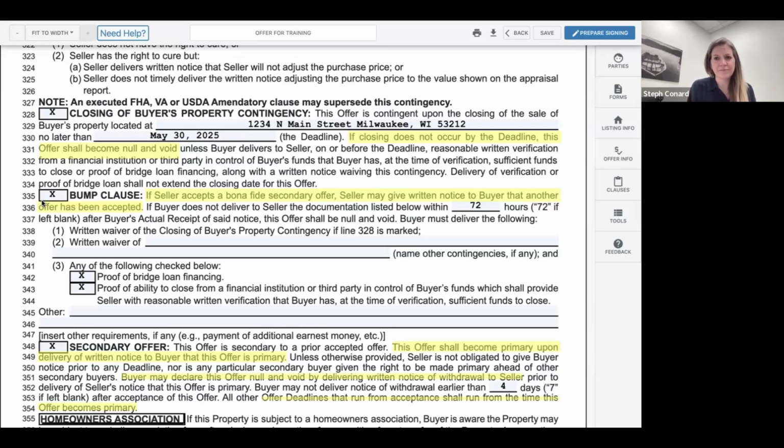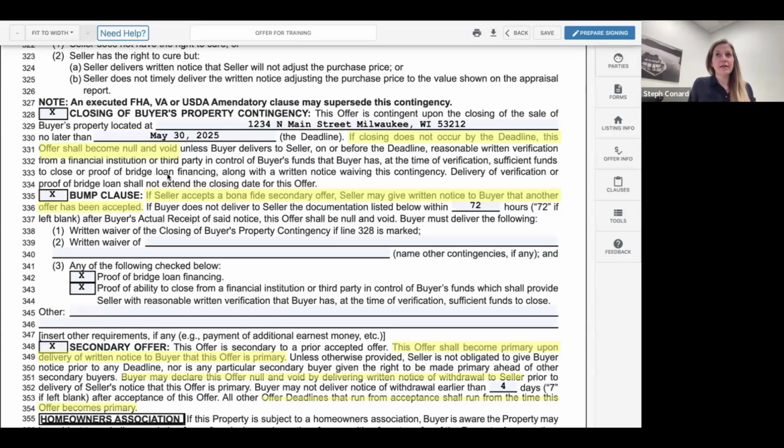Does that make sense? 9 times out of 10, a bump clause is only going to be tied to this home close contingency. And that leads me to another comment: as a buyer, you don't want this bump clause in.